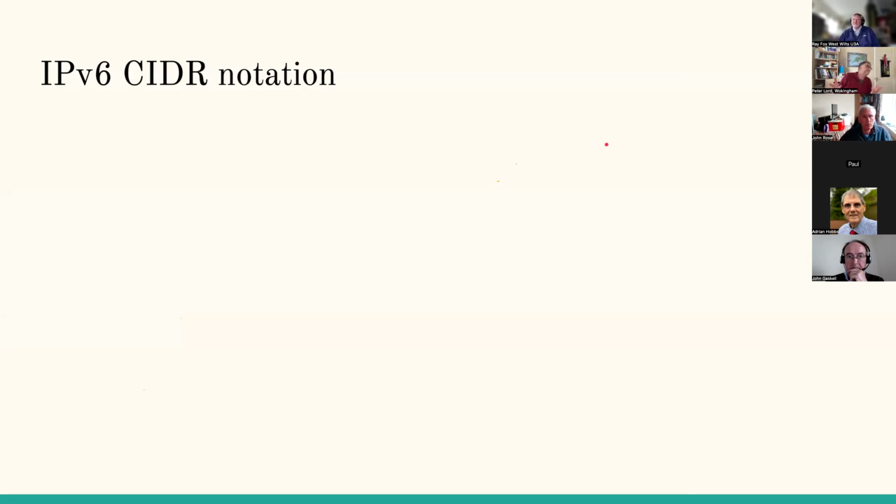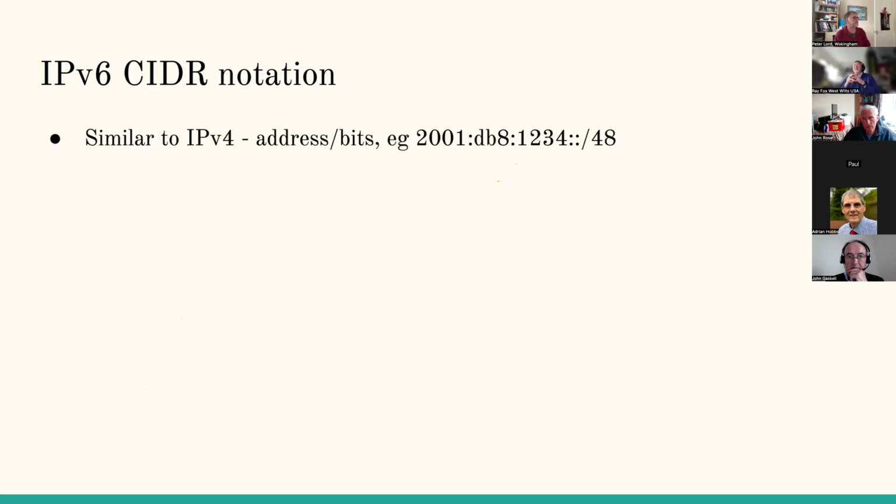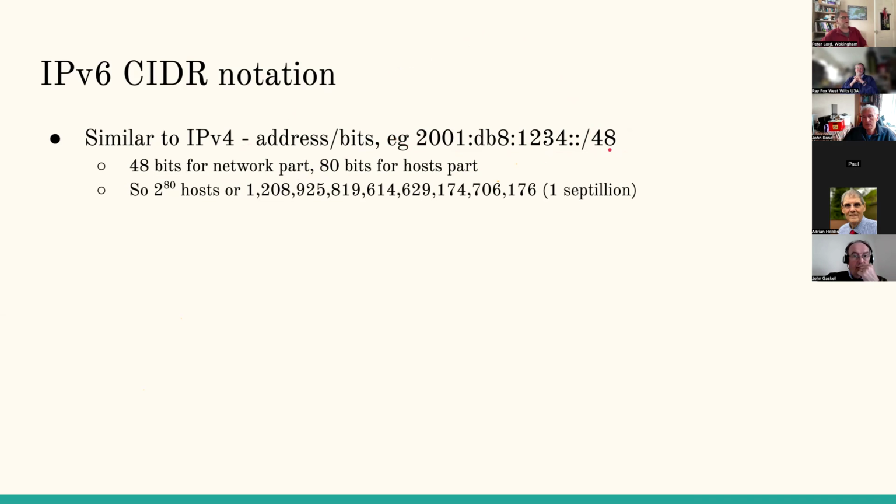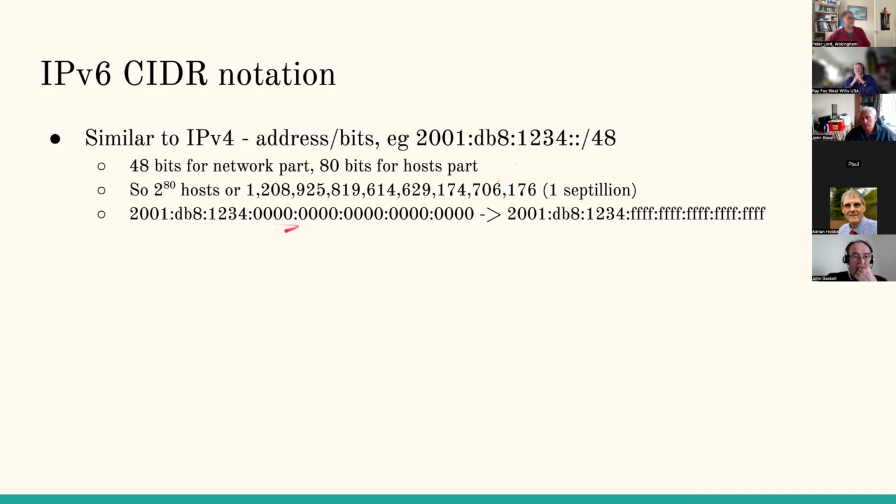So like IPv4, IPv6 has this CIDR notation. And it's similar to IPv4, in that you've got a slash and a number of bits. So for example, this IPv6 address /48 means we've got 48 bits for the network and 80 bits for the host part, because we've got 128 bits in total. So in other words, this network has 2 to the 80 hosts, or 1 septillion addresses on that single network, which, if you write it out, I'm not even going to read them out. An awful lot of addresses.